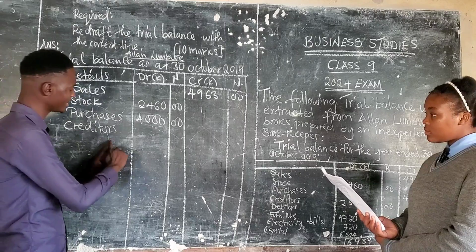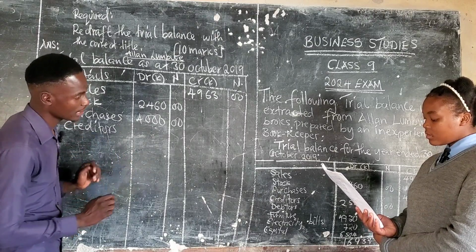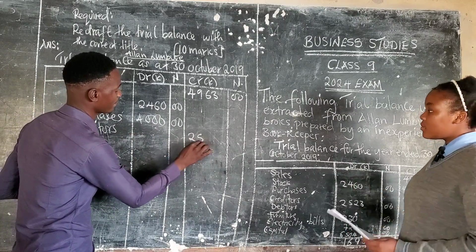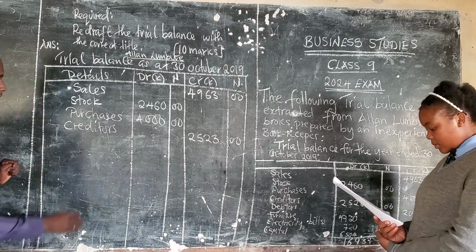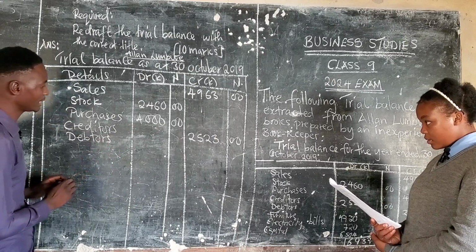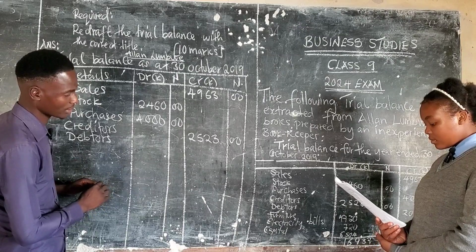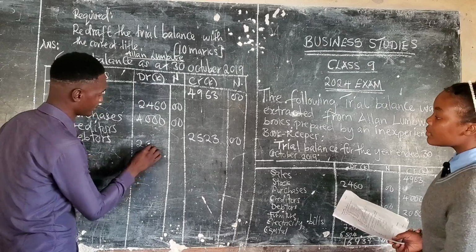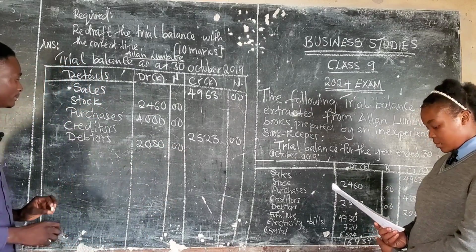Now, creditors. Where do you take creditors? Credit. How much? 2,523. Next, debtors. Where do we take debtors? Debit side. How much? 2,080.